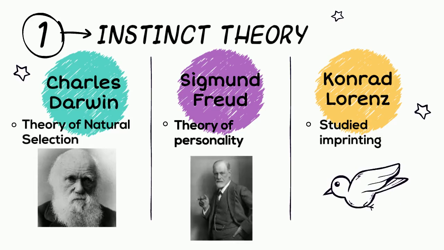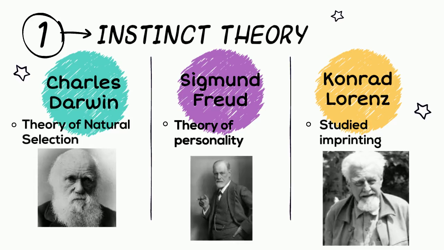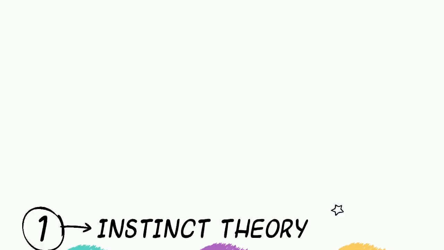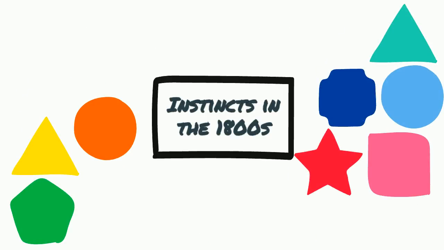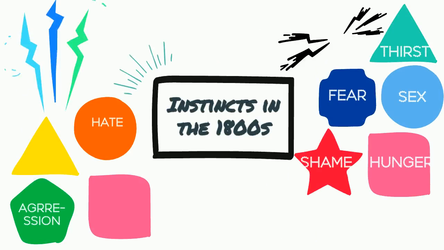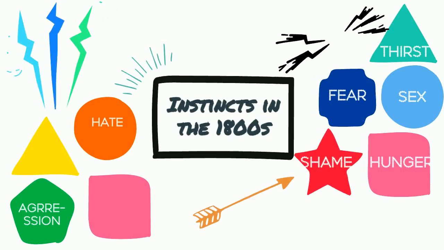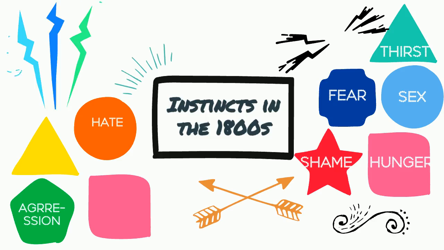Lorenz noticed that animals form a social attachment to the first moving objects they see or hear during a critical period. Instincts were very popular in the 1800s. Sociologists named over 5,759 supposed instincts. At this time, naming instincts was more common than explaining them. People used instincts as excuses for certain actions.